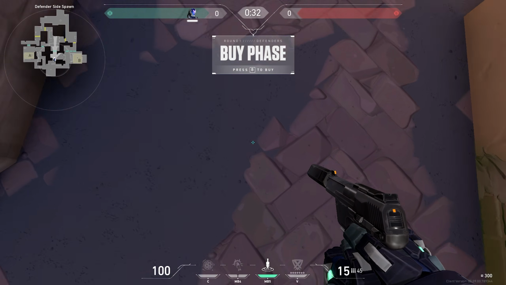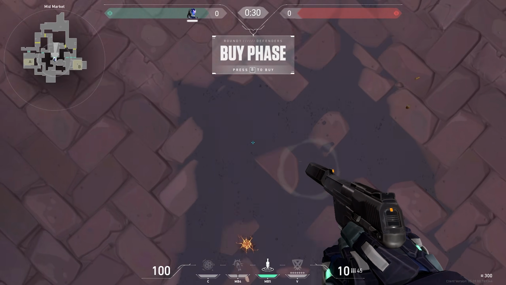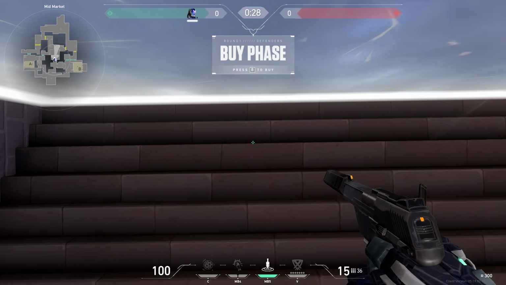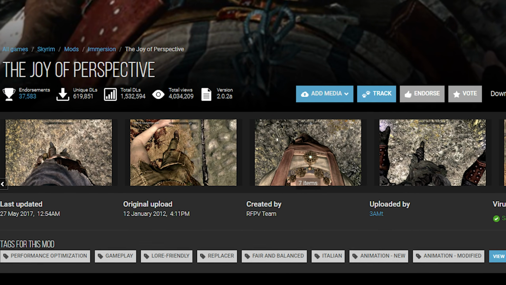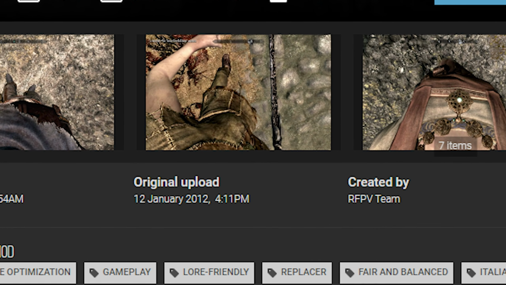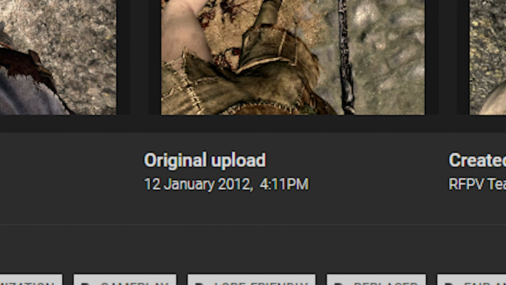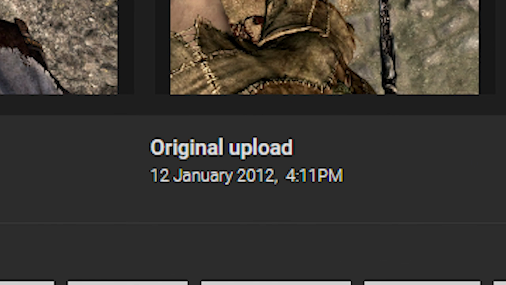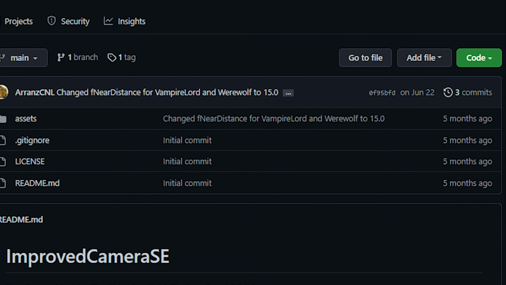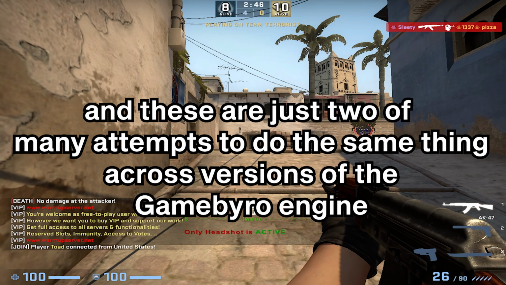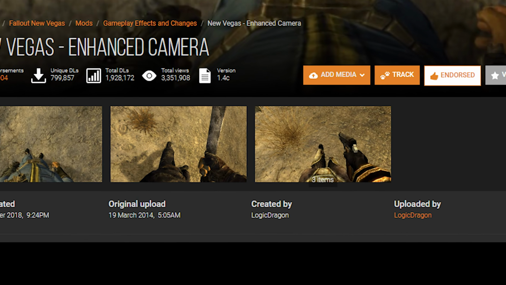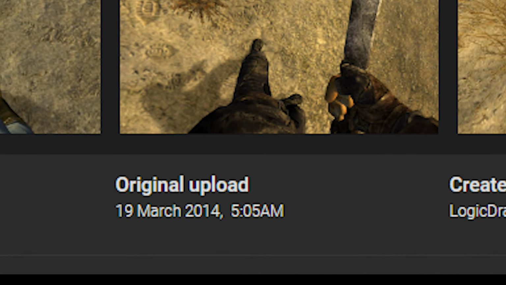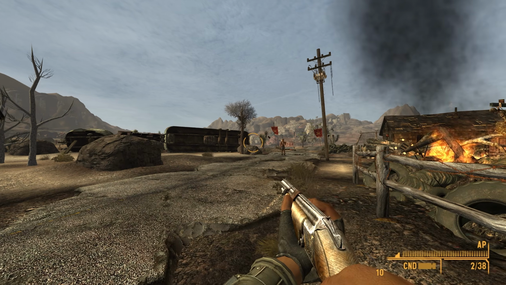And again, this can be explained with the example of mods that try to implement the first-person body into games that don't already have this feature. So we have Joy of Perspective, a first-person body mod coming out for Skyrim in 2012, less than 3 months after the game released. And in 2022, people are still working on this problem 9 years later. Fallout New Vegas actually had its enhanced camera, its first-person body, come out in 2014. This is using the hybrid method.